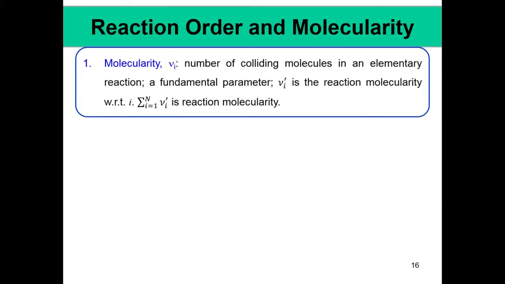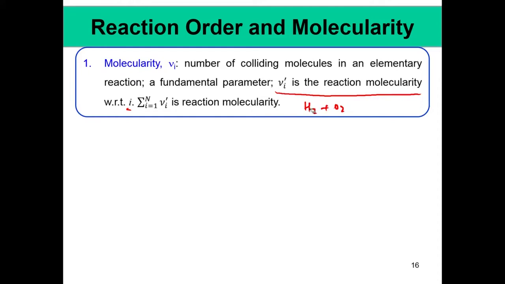Here we define nu I dash as the reaction molecularity with respect to species I, whereas the summation from I equal to 1 to n of nu I dash is the reaction molecularity. So once again, for H plus O2, this is 1, this is 1, so the summation 1 plus 1 gives the reaction molecularity equal to 2.